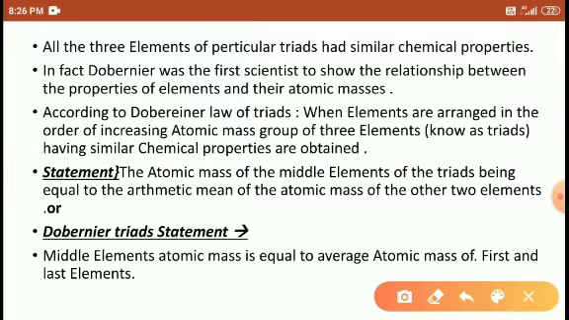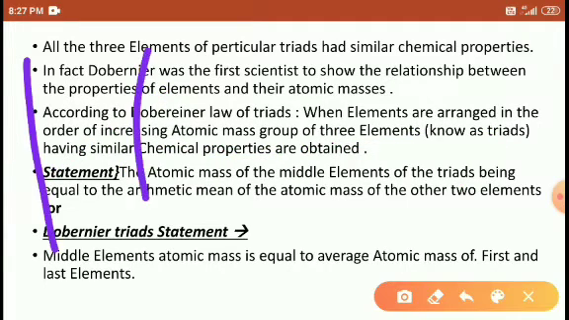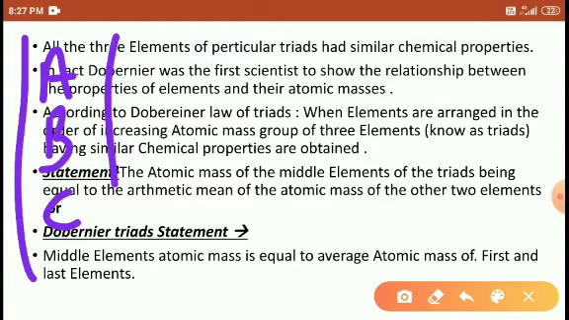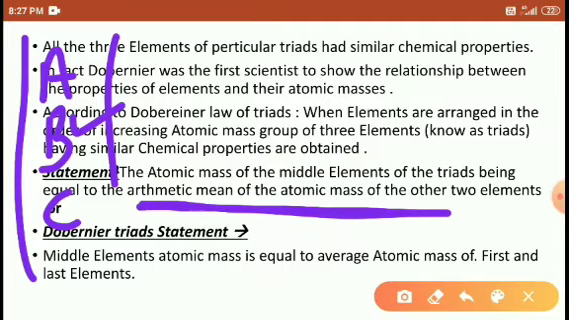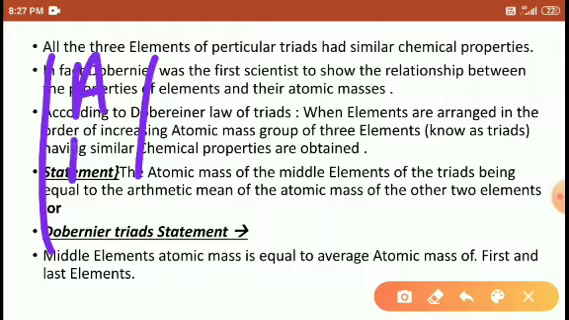Right, students? So that's why he gave one statement: the atomic mass of the middle element of the triad is equal to the arithmetic mean. I am showing here A, B, C. This is the middle element. Arithmetic mean means the average. The middle element's atomic mass is equal to the arithmetic mean of the two other elements.